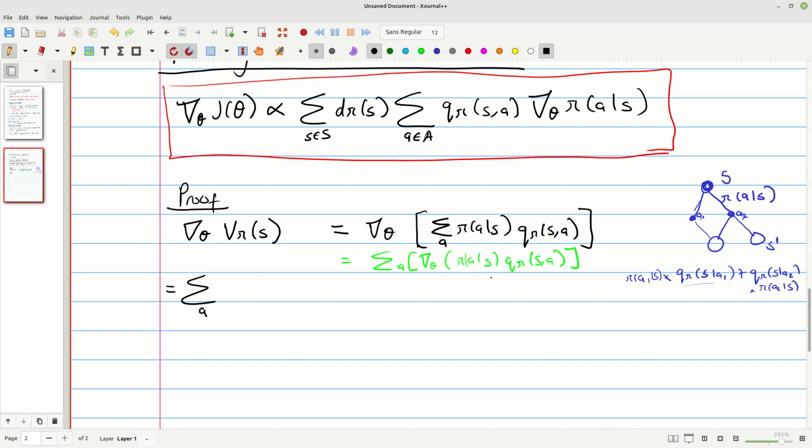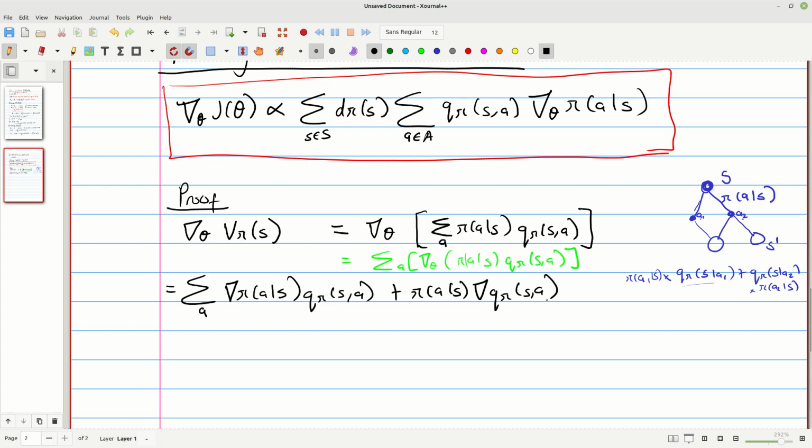So if we use the product rule, this is the derivative of pi(a given s) times the original, which is q pi(s, a), plus the original, which is pi(a given s), times the derivative, which is the derivative of q pi(s, a). Right? So this is what happens. We use the product rule here.